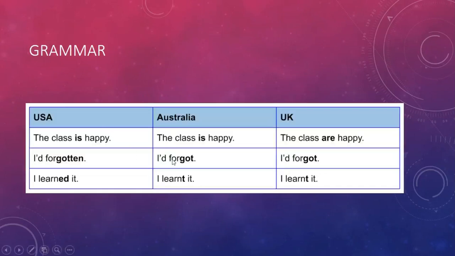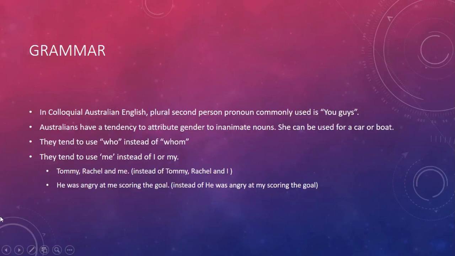Let's look at some differences here again. In Australia, you'd say the class is happy. UK, class are happy. In Australia, you'd say I had forgot. Americans would say I'd forgotten. Then in US, they would say I learned it with an ED. In Australia and UK, they use it with a T, I learnt it. So these are some differences in grammar.